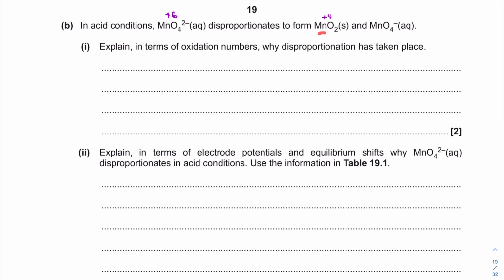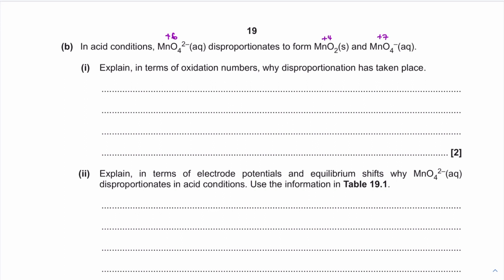If this one is -2, -2 times 2 is -4, and overall charge is 0, so manganese must be +4. And the oxidation number here will be +7. If this is -1 overall charge, and this is 2- times 4 is 8-, and to get the overall charge, this must be +7.